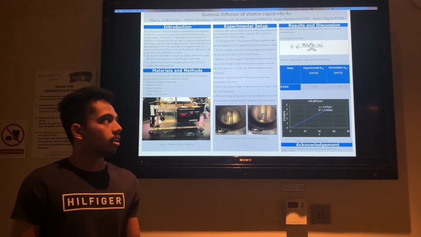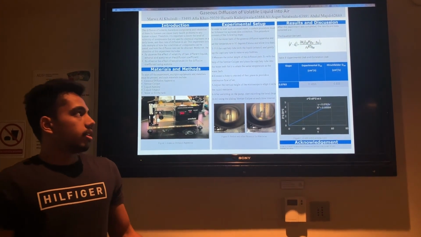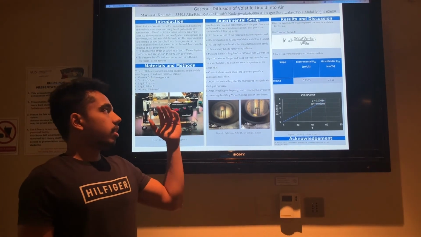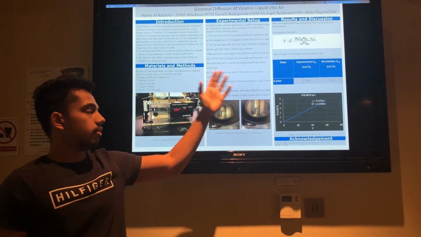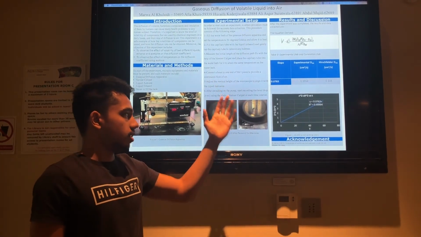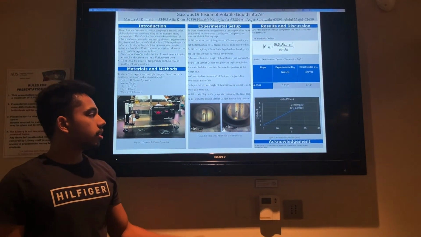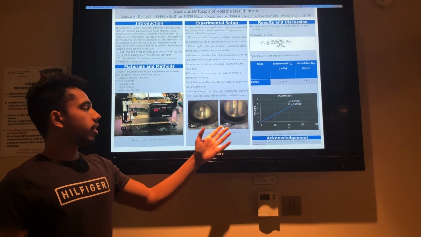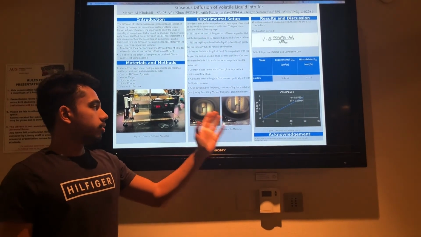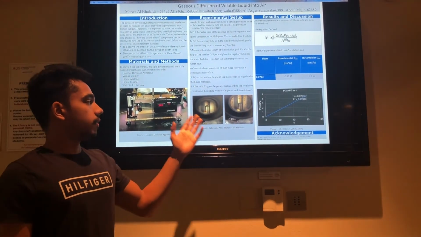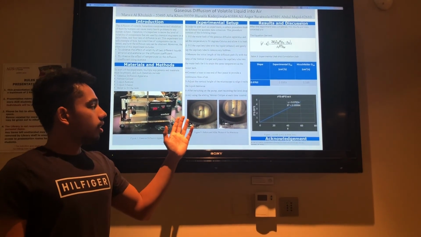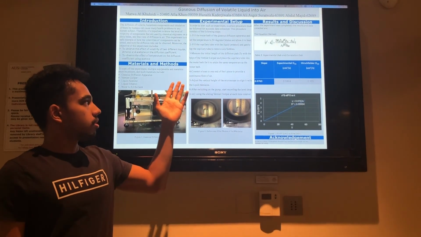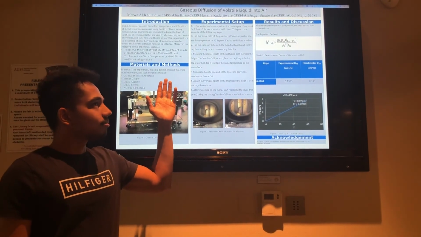Using the values we got for the change in level, and using this equation, we found the coefficient of diffusion, or the diffusion coefficient. Using the values for the change in level and the time, we plotted a graph of change in level squared versus time. We got a linear relationship, hence proving the equation is right.